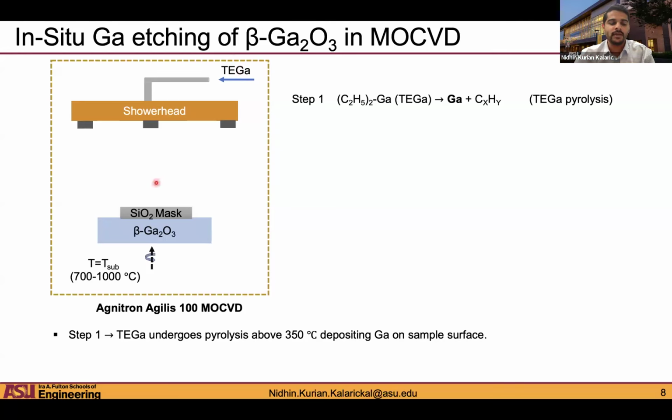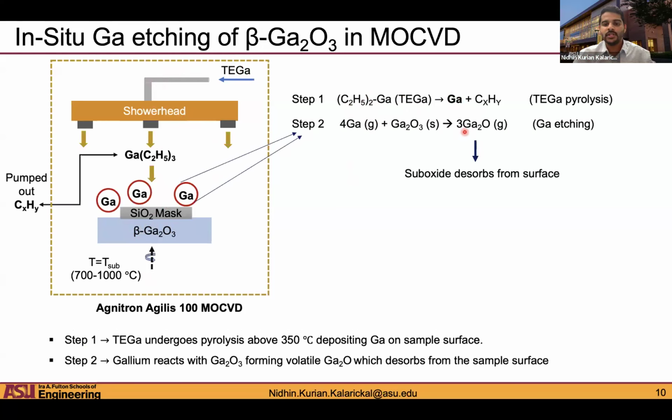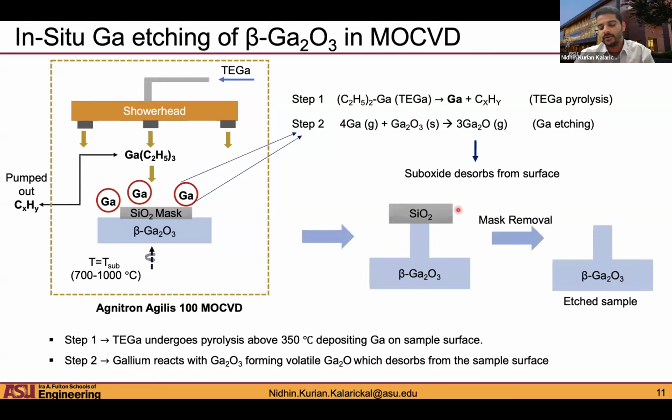So you introduce TEGa into the reactor, and the substrate is heated. If the substrate is heated, the TEGa undergoes pyrolysis and it releases gallium adatoms on the surface, right? So that's step one. In step two, the gallium reacts with gallium oxide through this suboxide reaction and results in the formation of this gallium suboxide. The suboxide is volatile at reasonably high temperatures, so it desorbs from the surface, and that results in etching, right? Once your MOCVD etch step is done, you take out the sample, you can remove the hard mask, and you get the three-dimensional structure. So that's the underlying process there.